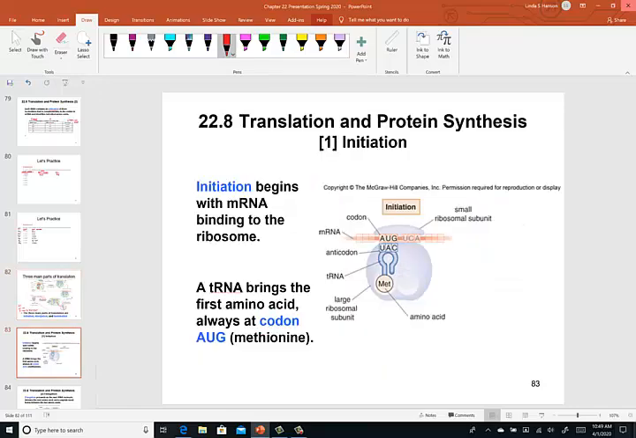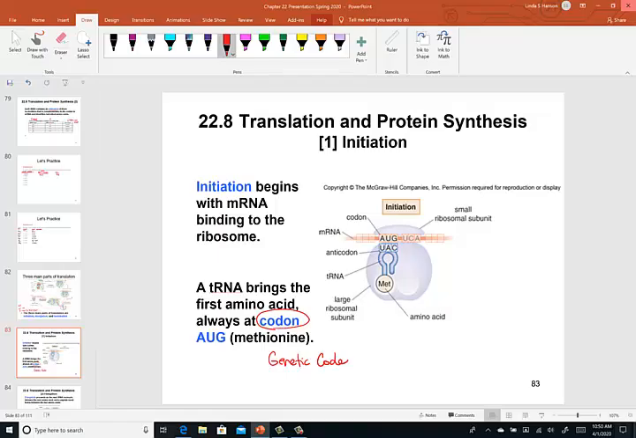So initiation begins when a messenger RNA actually binds to the ribosome, and a transfer RNA brings that first amino acid, always using the codon to read for the amino acid. The codon is our genetic code. And that's what we're reading in that chart with the 3-letter sequence.